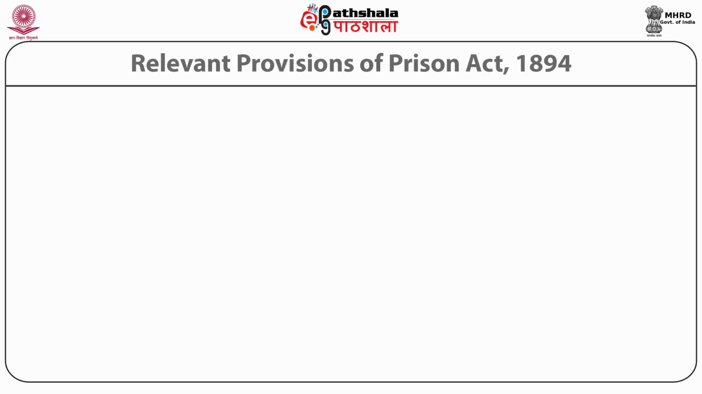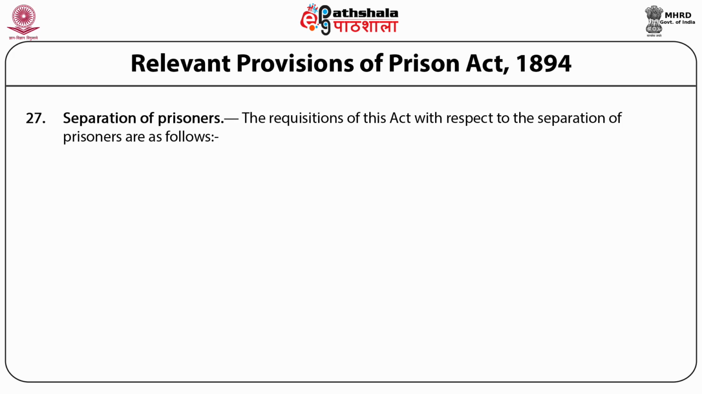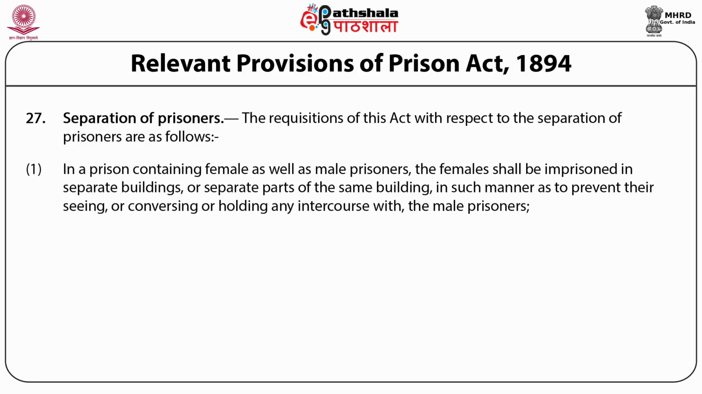Now we come to section 27, which deals with separation of prisoners. The requisitions of this act with respect to the separation of prisoners are as follows. 1. In a prison containing female as well as male prisoners, the female shall be imprisoned in separate buildings or separate parts of the same building, in such manner as to prevent their seeing or conversing or holding any intercourse with the male prisoners. Okay, so there are prisons where female and male prisoners are housed. The buildings must be separate. They must be at a safe distance from one another. There must be no interaction between male and female prisoners.